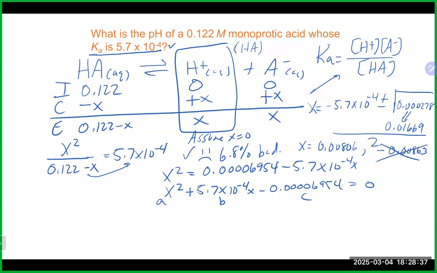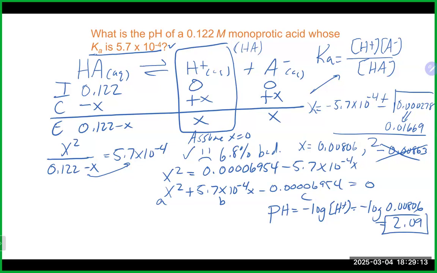So I think negative is not going to be a good choice here. We cannot have a negative concentration. So we'll go with the positive as our H plus concentration. That means our pH in this case is the negative log of the H plus, negative log of 0.00806. Looks like a pH of 2.09 in this case, yeah?